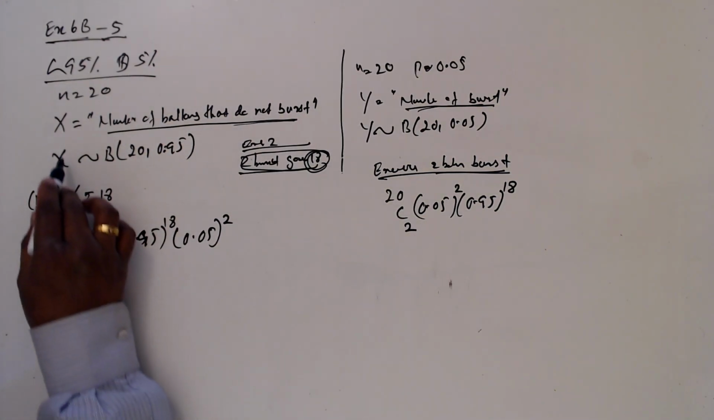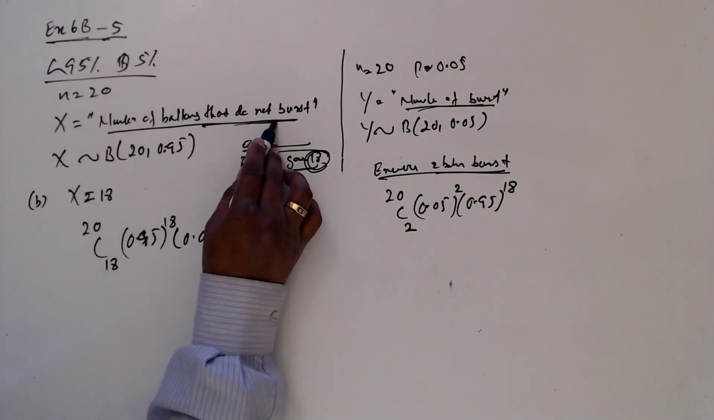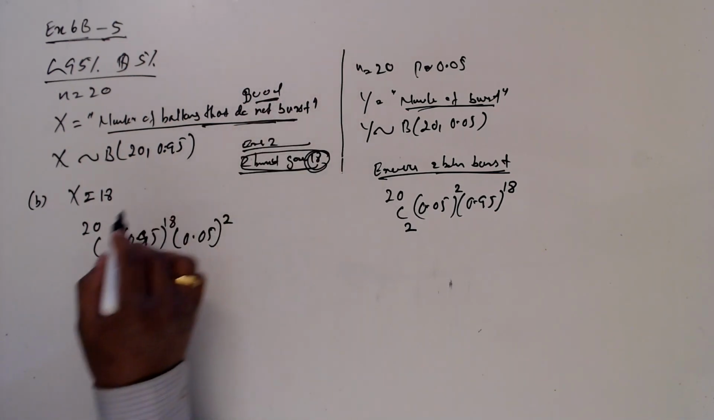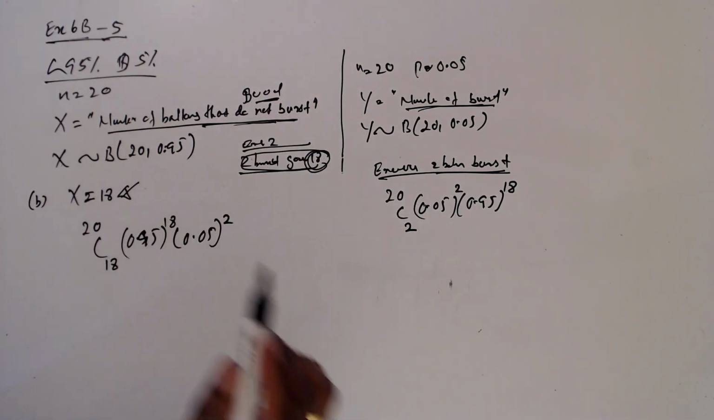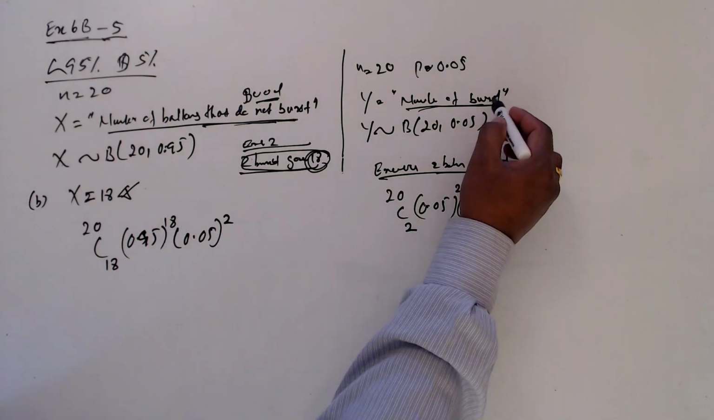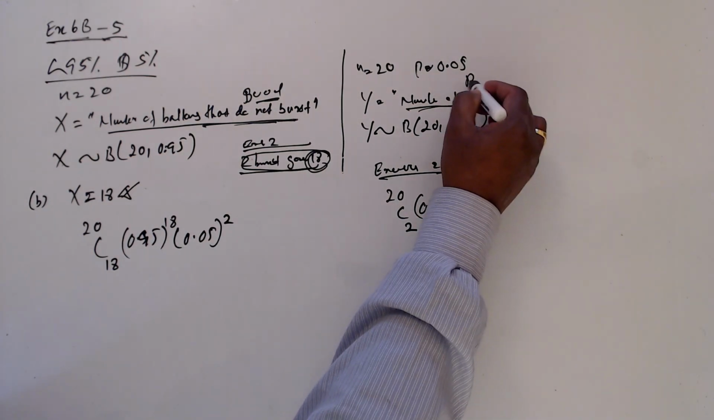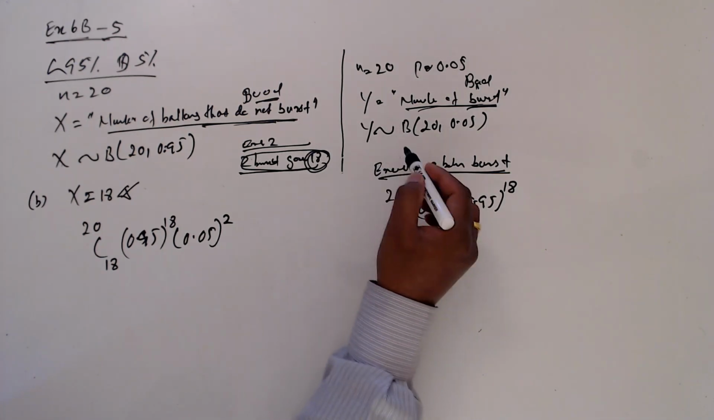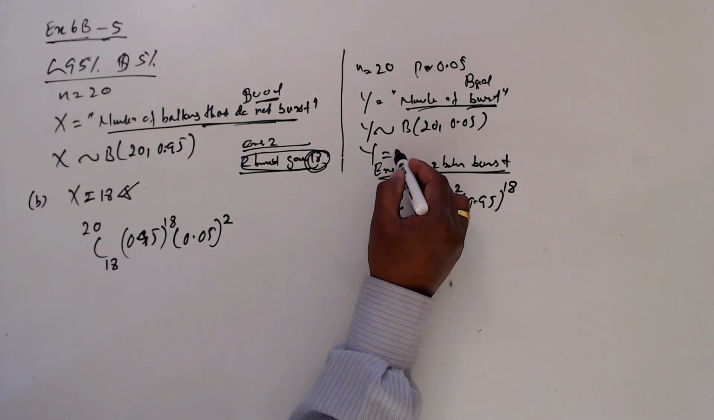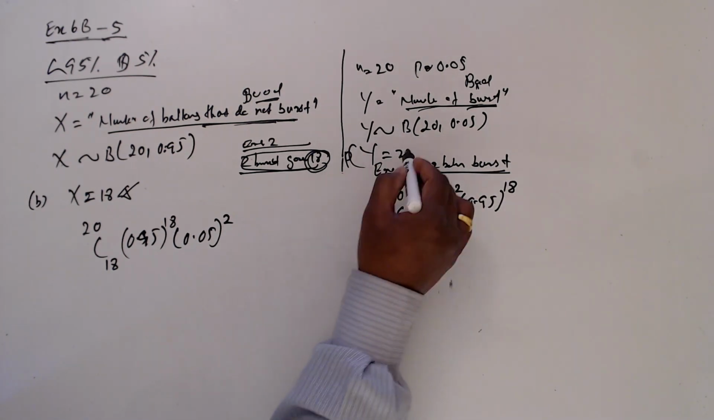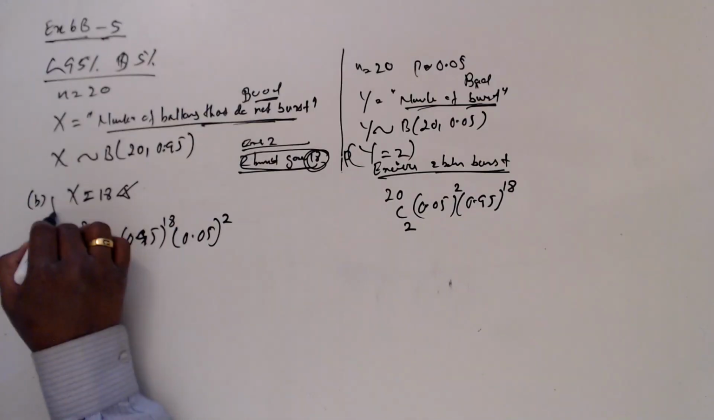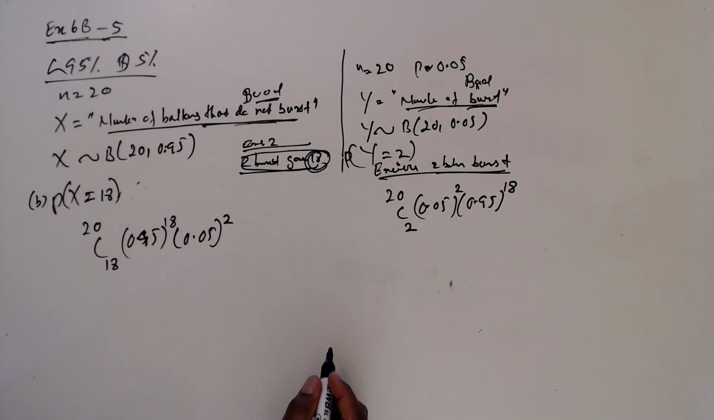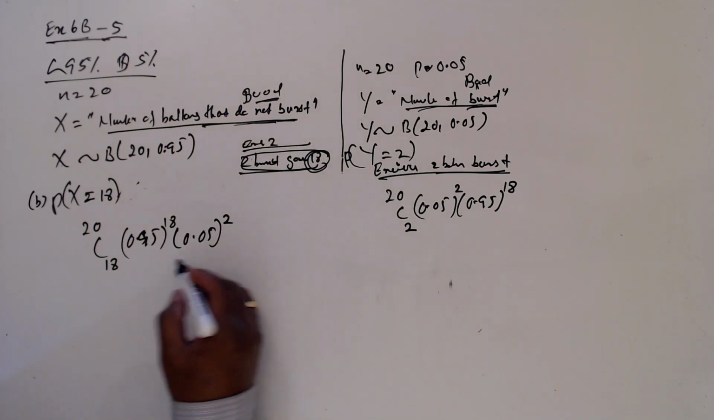As a summary, if the variable is defined for good ones, do not burst means good ones, then your substitution should always be for the good ones. If the variable is defined for the burst, the bad ones, then your substitution should be probability of Y equal to 2. This one is probability of X equal to 18.